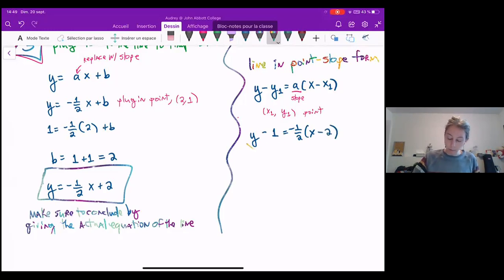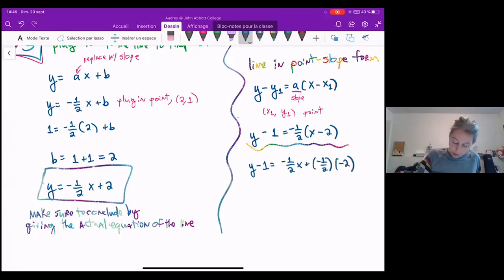So this is the point slope form of the line. And so another way that I could do this, if you're specifically asked for the point slope form, that's fine. But usually we want the slope intercept form. So we could actually solve here and say y minus 1 is equal to negative 1/2 x plus negative 1/2 times negative 2. So y minus 1 is equal to negative 1/2 x plus 1. And when I add 1 to both sides, notice I end up with the same line. So I get y is equal to negative 1/2 x plus 2.